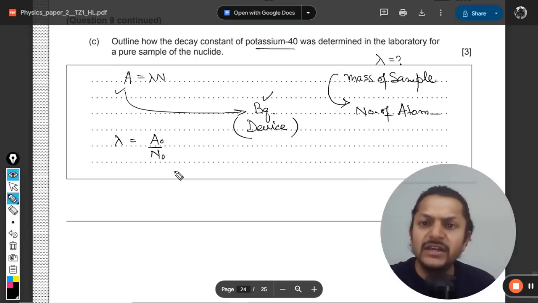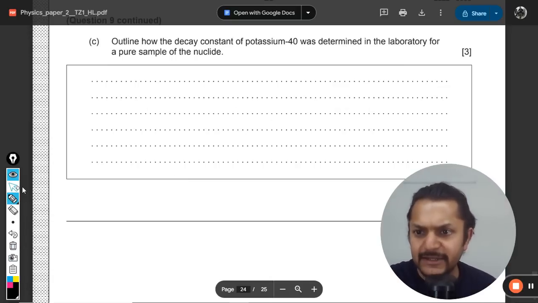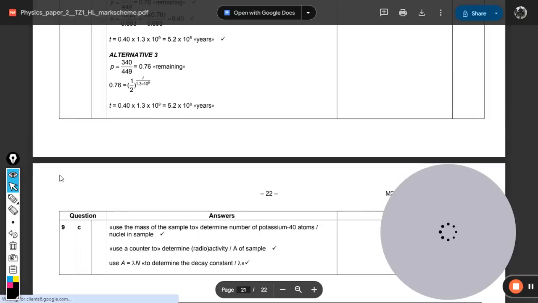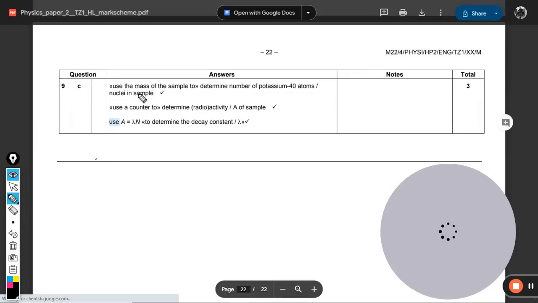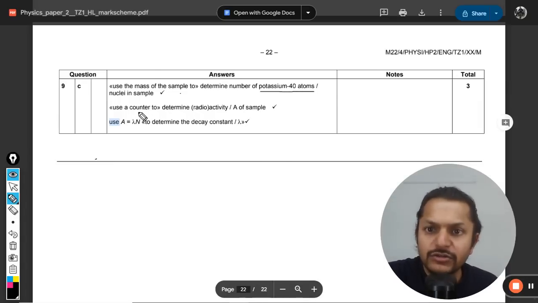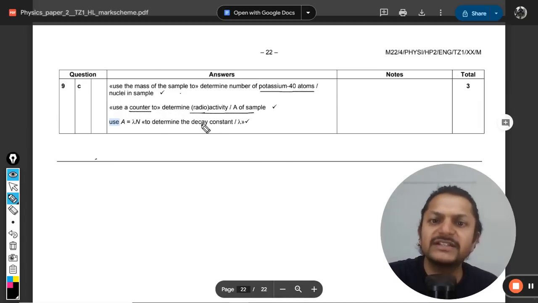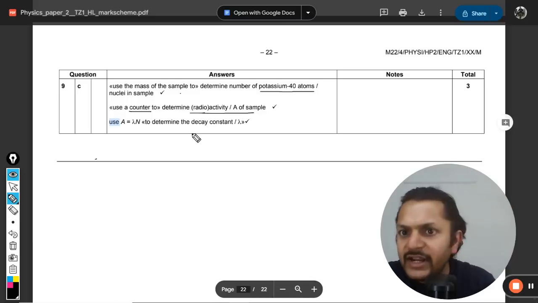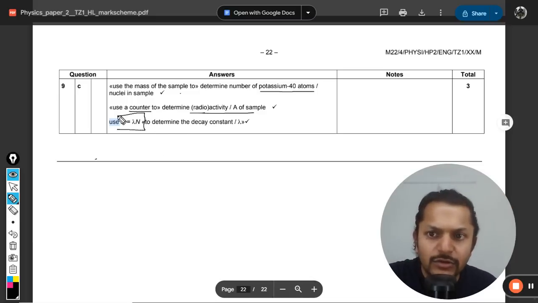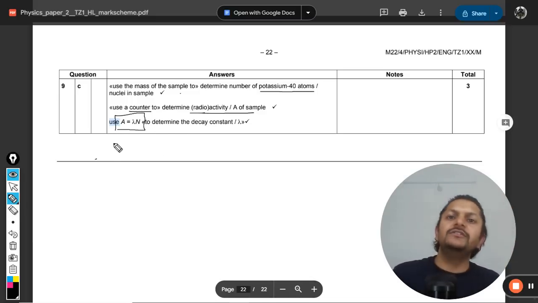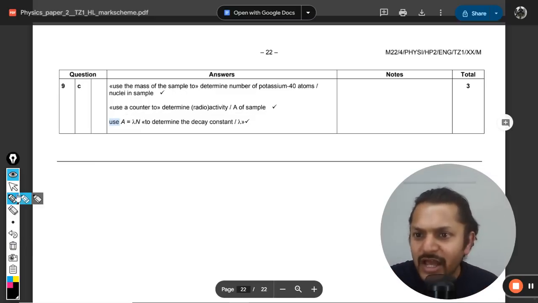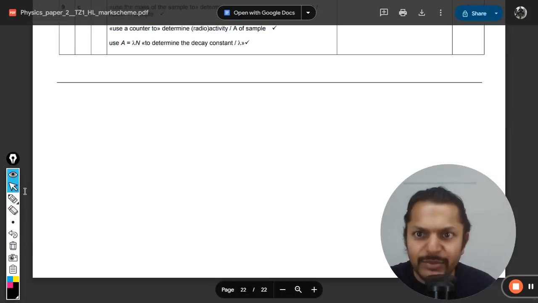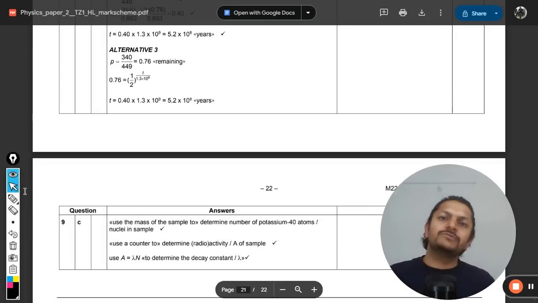I hope this will be the thing that is given in the mark scheme. Let's see. And yes, this is the answer that is given. Use the mass of the sample to determine the number of potassium-40 atoms. Use the counter to determine the radioactivity of the sample. Counter means the count rate. We will use that, and then you use A is equal to lambda n, and accordingly you can find the value of lambda. So this is how we do this question, and I believe this is the last part for this question paper. Yes, so this question paper is also over.